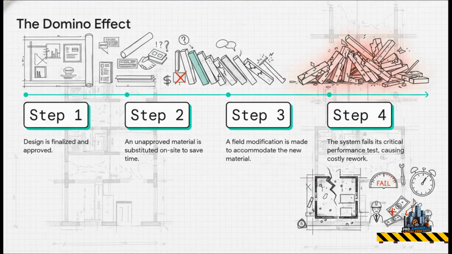And here's just how fast this can turn into a complete disaster. So the design gets finalized. Then, to save a little time or money, an unapproved material gets swapped in. But that new material behaves a little differently, so a small field modification has to be made to get it to fit. And the result? The entire system fails a critical performance test. Now you're looking at expensive rework and major delays. It's a classic domino effect, all started by one tiny, uncontrolled change.